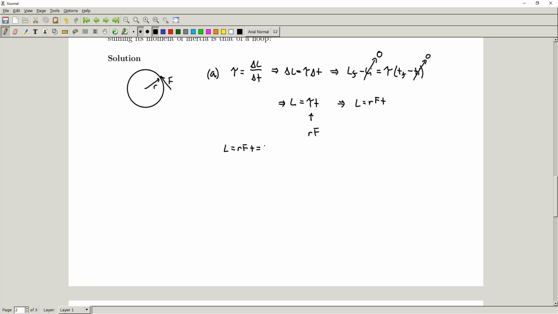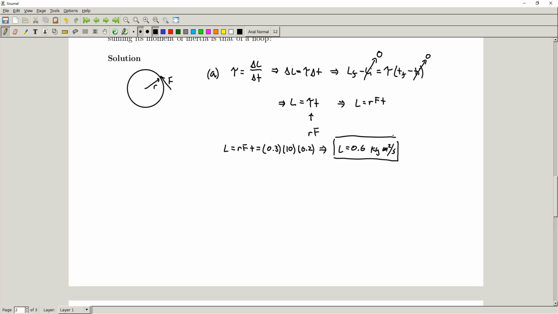We're told that the radius of the tire is 0.3 meters. We're told that the force applied is 10 newtons. We're told that the force is applied for 0.2 seconds, right? And if we do that calculation, this is going to tell us that L is equal to 0.6 kilogram meters squared per second, okay? So that is our answer for the angular momentum of that tire after that force has been applied.